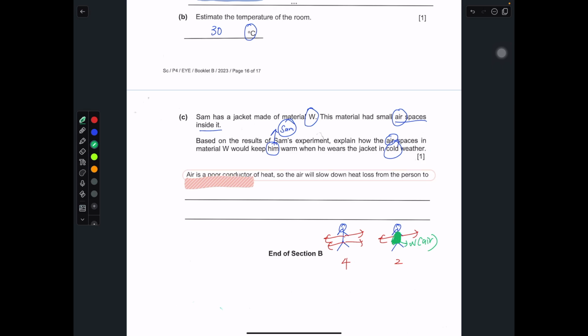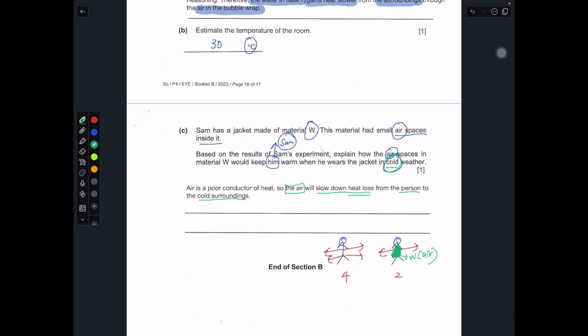I will just say air is a poor conductor of heat, so the air will slow down heat loss from the person to the cold surrounding. The person is losing heat, that's why it slows down heat loss. If it's in a hot area, then he will have slower heat gain, depending on the scenario of the question. So with that, we more or less have come to the end of this paper.